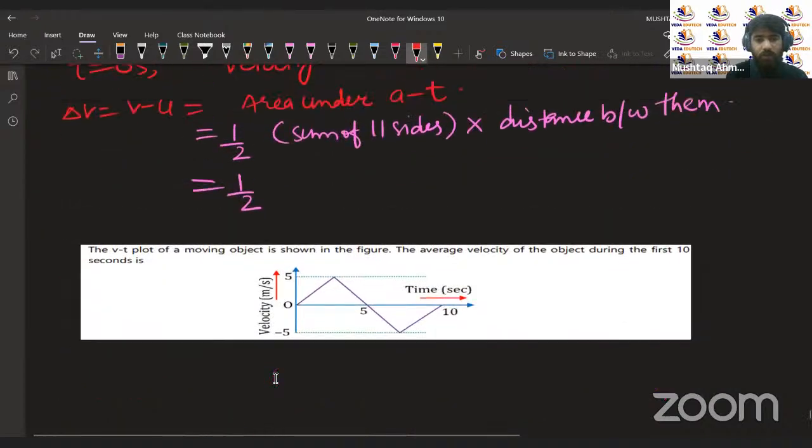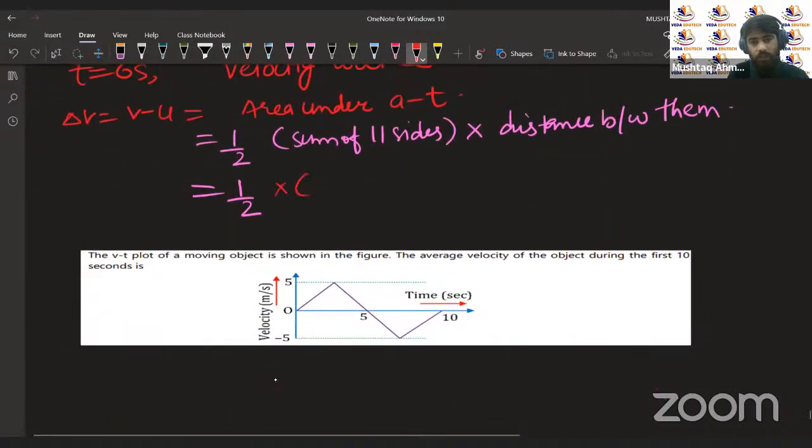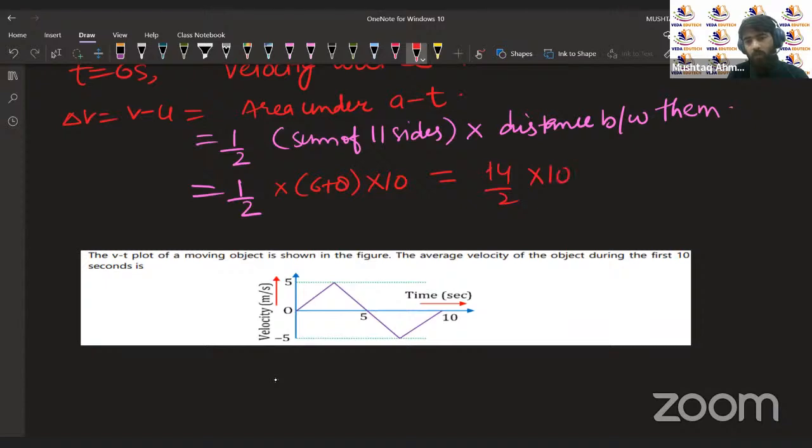We'll just write it. That's 6 plus 8... sorry, 6 plus 2 is 8, and the distance between them is 10. So it will be equal to 8 over 2 multiplied by 10, that's equal to 70, right?